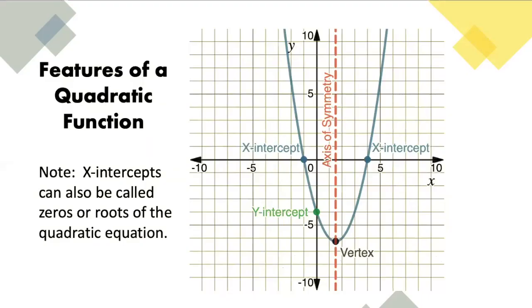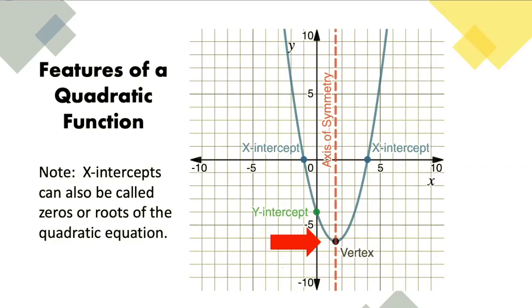The basic features of a quadratic function are shown on this slide. First item of importance is the x-intercepts, the points where the parabola crosses the x-axis. Note that these can also be called zeros or roots of the quadratic equation. We also have the y-intercept, which is the point where the parabola crosses the y-axis.